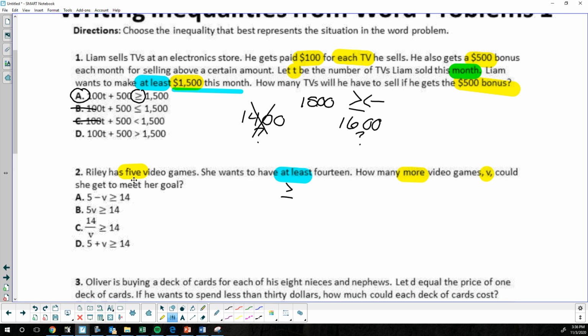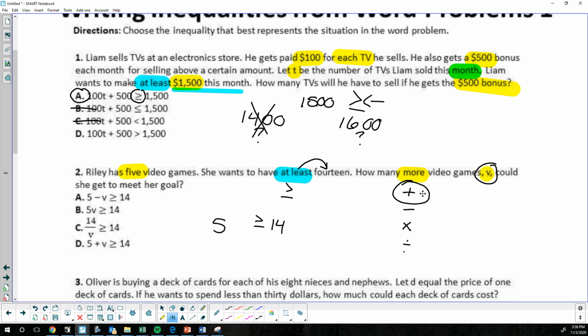So we know that she has 5 video games. She wants to have at least 14. Because remember, at least is always around your answer number. So how many more? So what do we do with the V to figure it out? So more, does it mean plus, minus, times, or divide? More usually, and it does in this case, means plus.